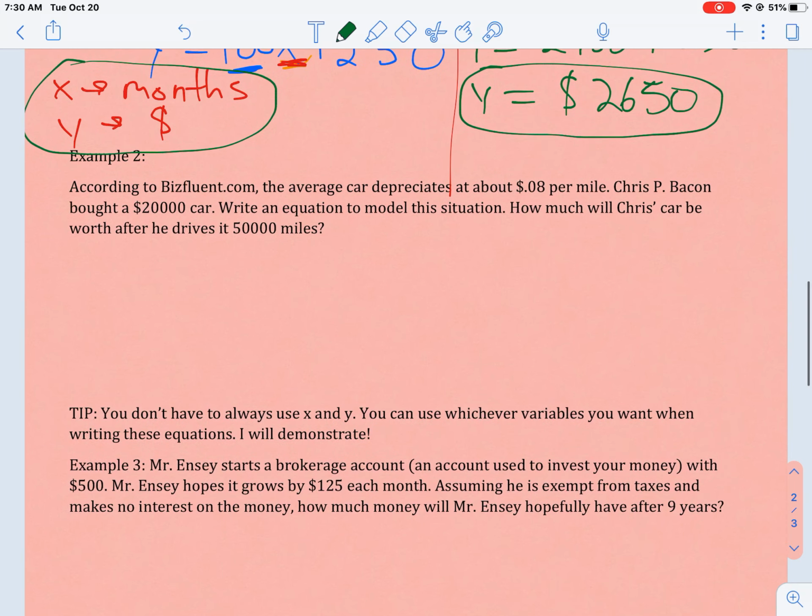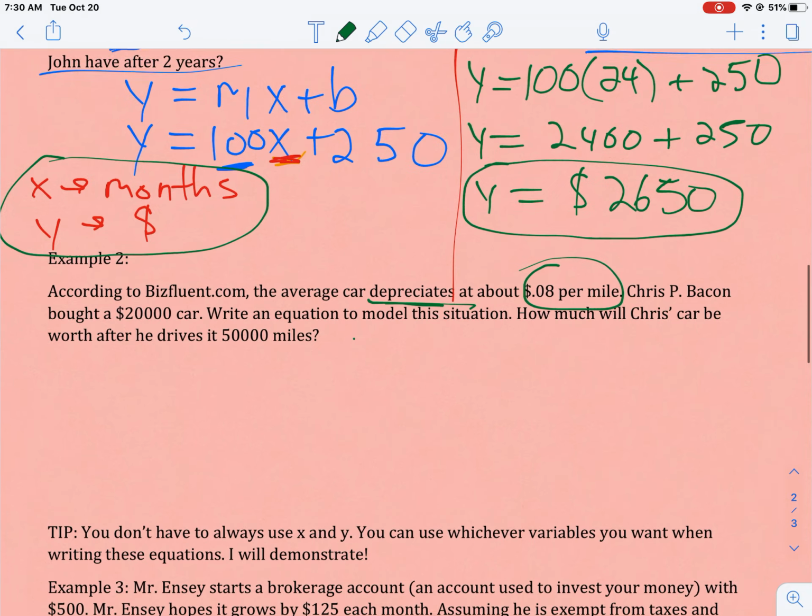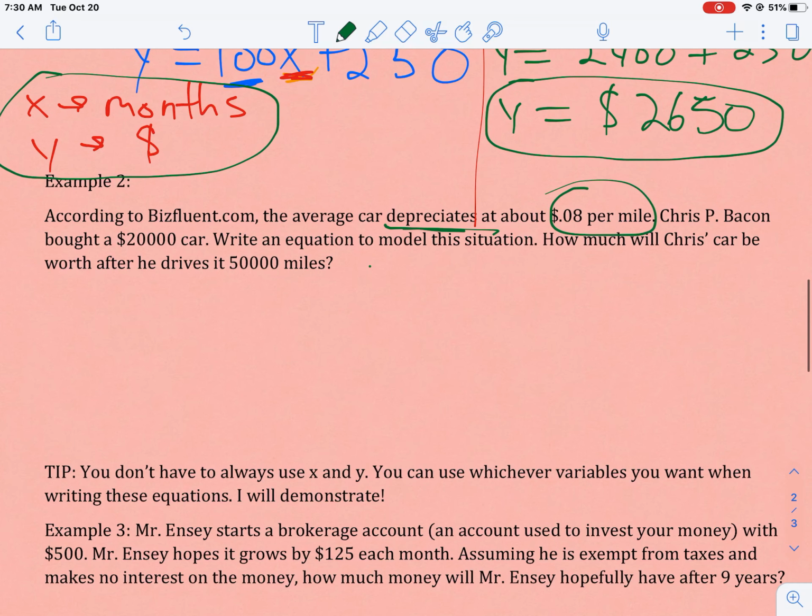Okay. Example 2. According to bizfluent.com, the average car depreciates about 8 cents a mile. Chris bought a $20,000 car. Write an equation to model this situation. How much will Chris's car be worth after he drives 50,000 miles? So again, the car's depreciating, so it's going down 8 cents per mile. So another hint about the slope is it'll say, $1 per day, 8 cents per mile. Usually you'll know that's the slope.